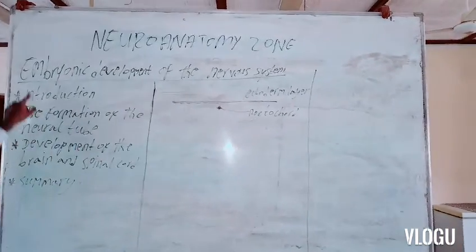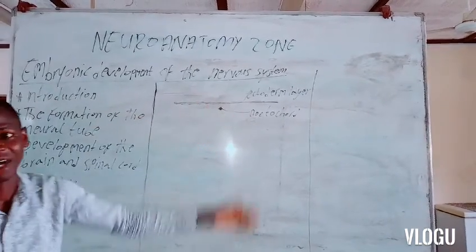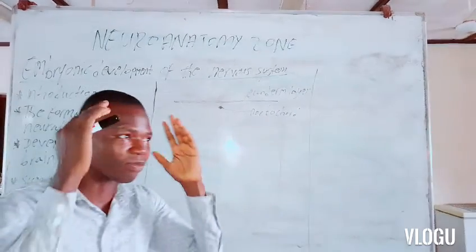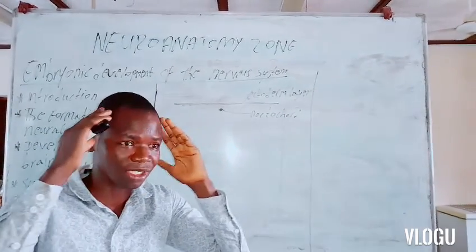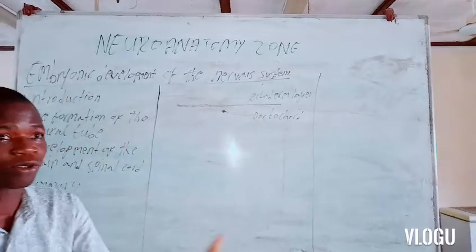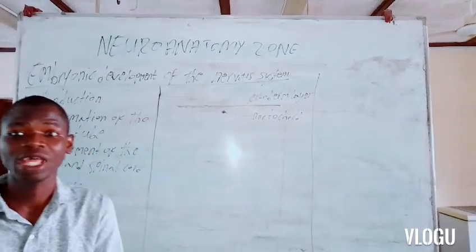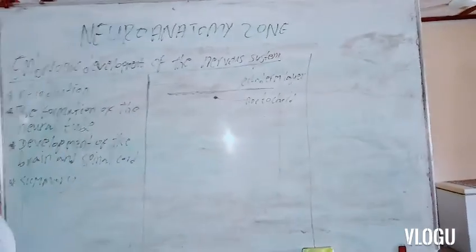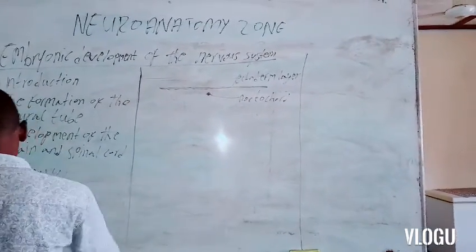Today we'll be looking at the embryonic development of the nervous system. How did the nervous system come about? How did the whole process of you having a brain happen? How does the brain develop? How are the structures that make up the nervous system developed while we were still in our mother's womb? So first, let's get right into it.